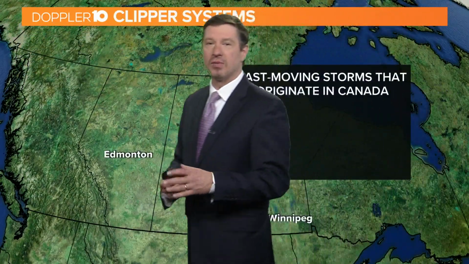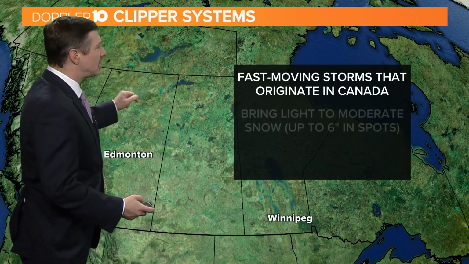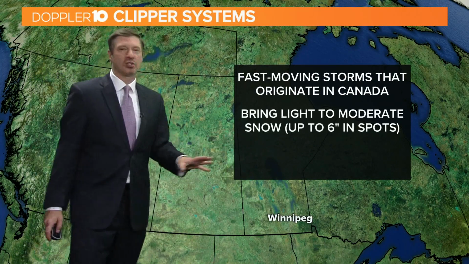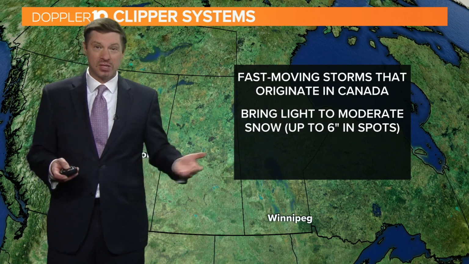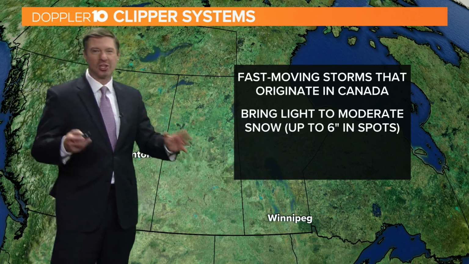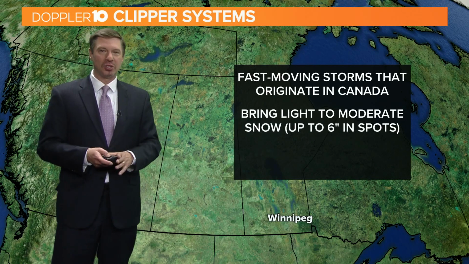We also see a lot of things called clipper systems, and I'm sure you've heard of these. These are fast-moving storms that originate in Canada. They can bring light to moderate snow. I think the most I've ever seen one bring in this area is about 4 or 5 inches, but they've been known to bring upwards of 6 inches in spots. A lot of times, though, it's about 1 to 3 inches.